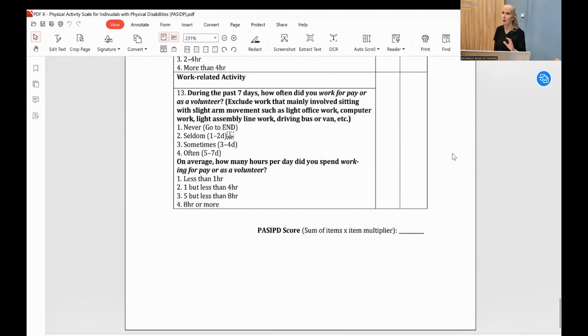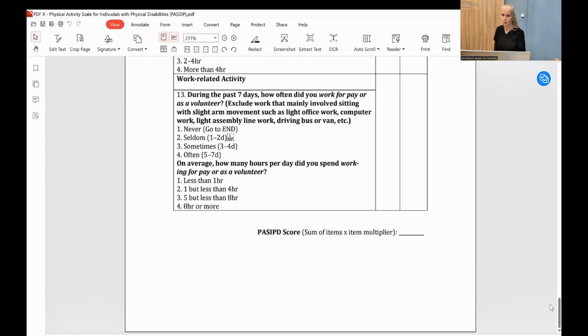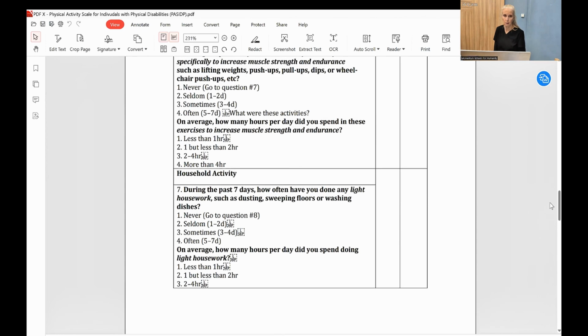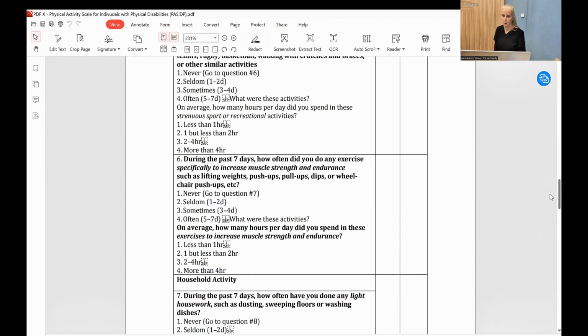And some of these may not be appropriate for someone who uses a wheelchair full time, but we do have ambulatory patients who this may very well be useful for. Okay. Moving on.